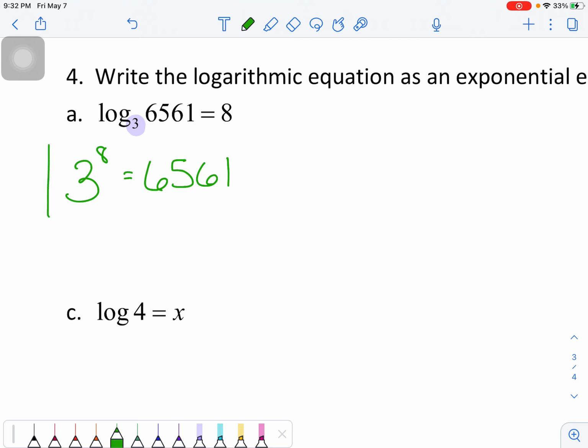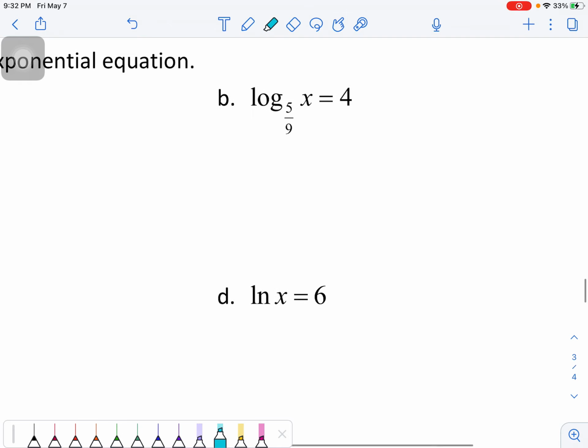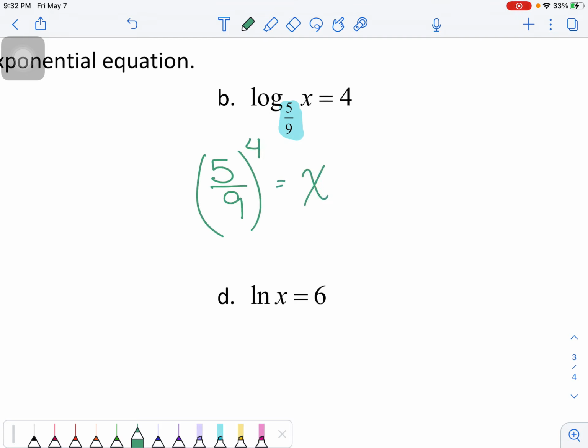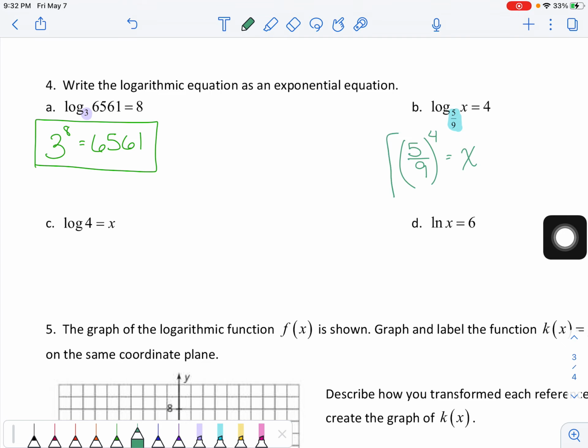All right, so that is part A done. I'm going to slide over to part B. Part B, I'm going to find my base. My base is, in this case, 5/9. So we're going to do 5/9 to the 4th power is equal to x. So the logarithm, remember, is equal to an exponent. So there's the exponent. The argument is equal to the answer of the exponential function. And just for giggles, I'll go ahead and throw the box around it so you know it's done.